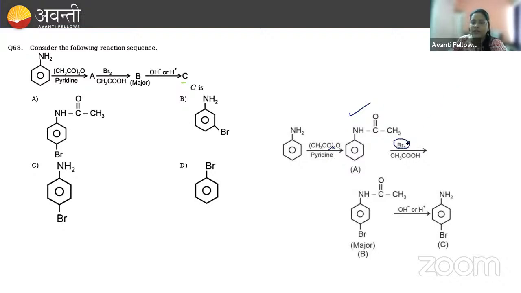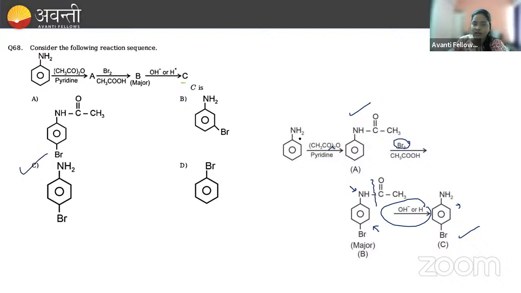When Br2 reacts with it, there is an electrophilic aromatic substitution, and the bromine group goes to the para position of this amide. And next, when hydrolysis takes place, there is a breaking of this amide group and hydrogen is taken by this amine, and there is a formation of this type of compound. Okay. And which is that, A, B, C, D? It is option C.